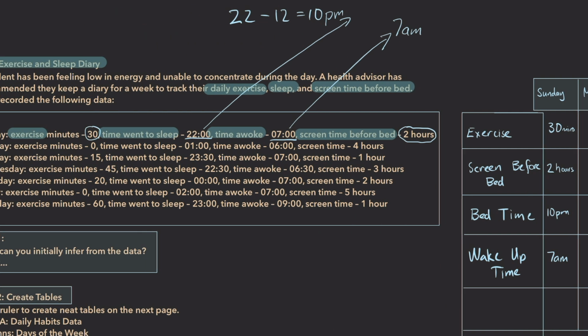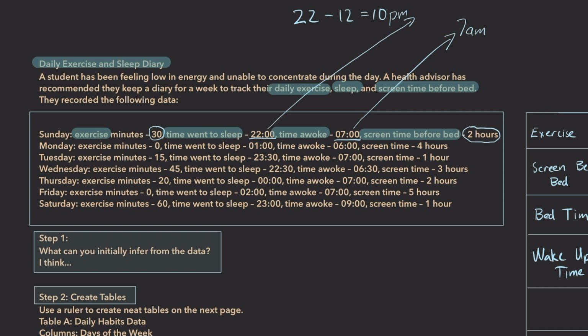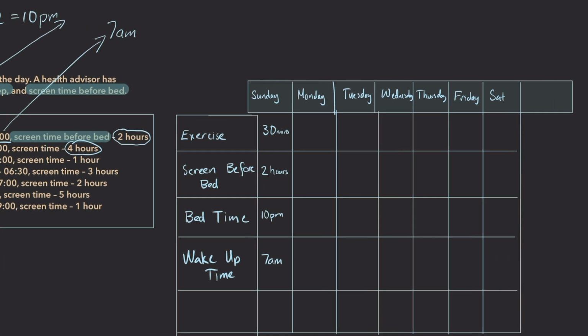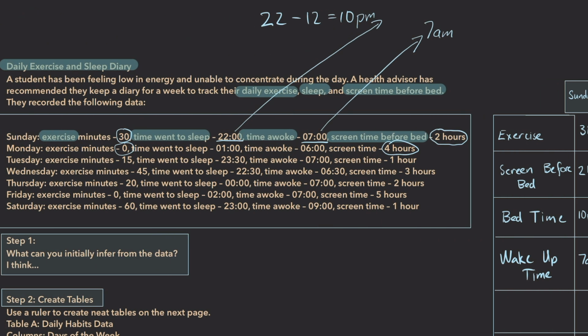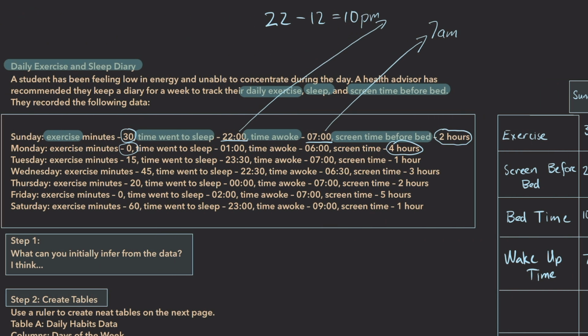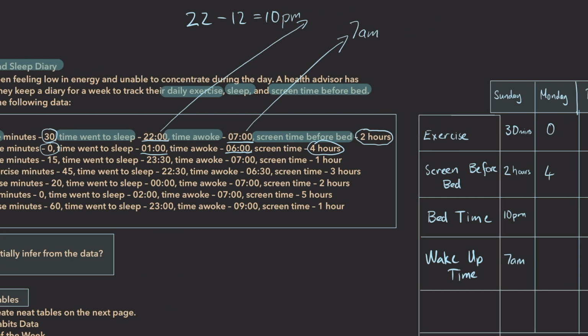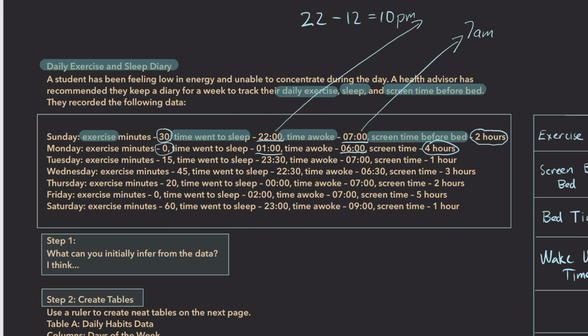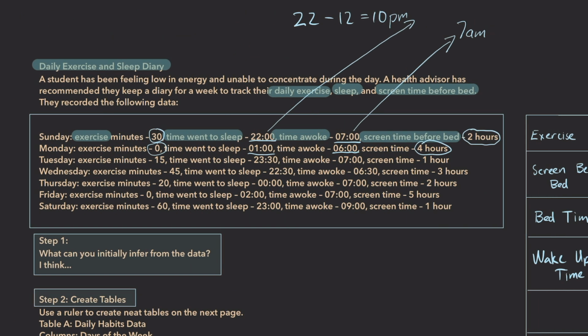Then we've got to just do the same thing for all the other days. So Monday, exercise was 0 and screen time was 4 hours. So we put them in, 0, 4. Bedtime is 01:00, so that's 1 a.m. and 06:00, so that's 6 a.m. 1 a.m., 6 a.m. All right, I'm just going to go through and do all the rest of them.